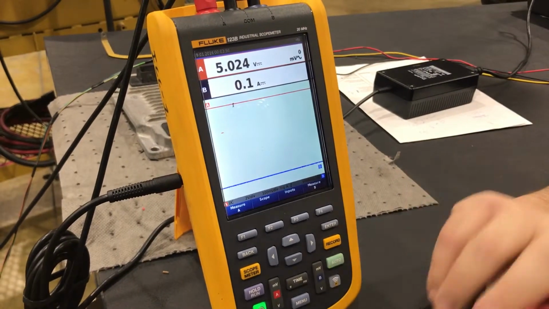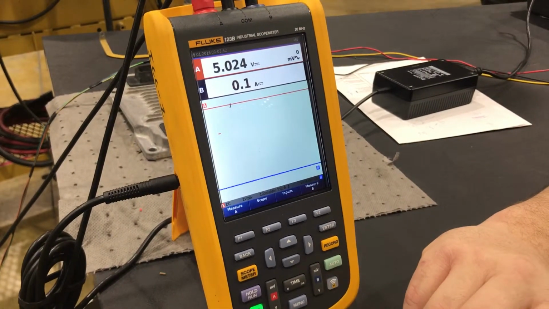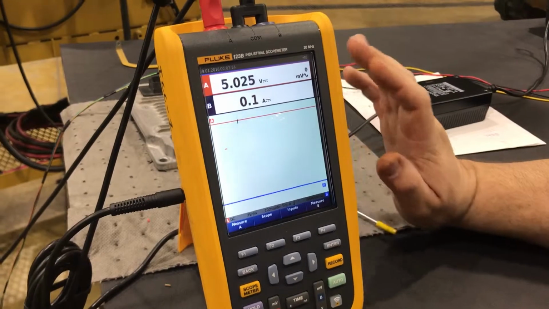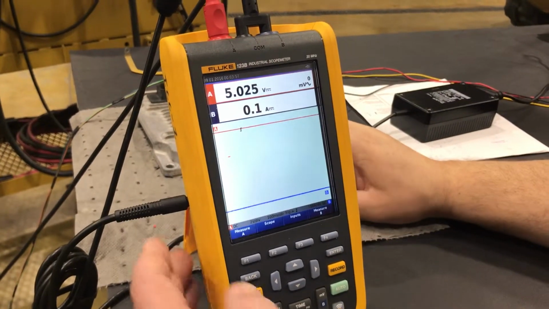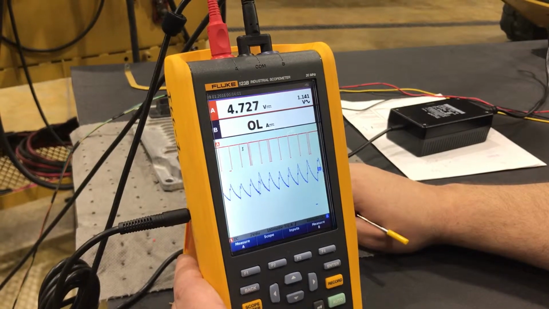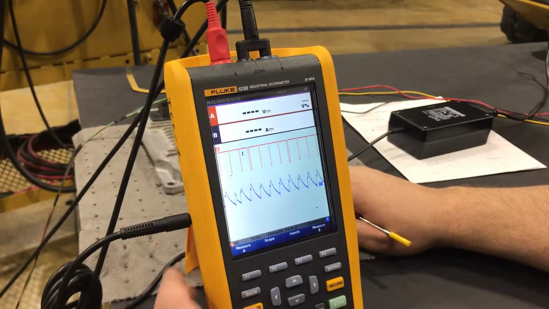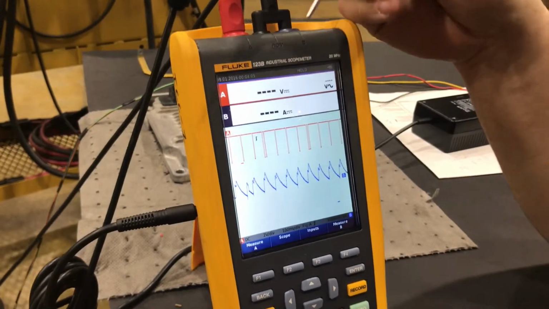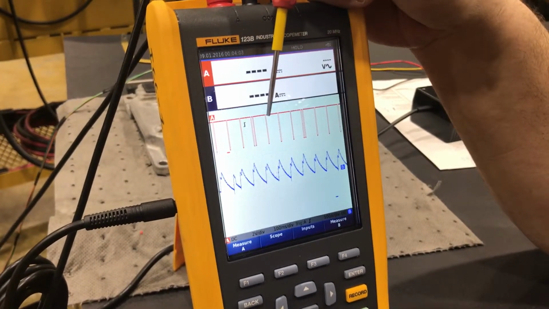So what we'll do is go ahead and crank it over. And when we get a good trace on there, we're going to pause it and we'll talk about it for just a minute. Okay, so go ahead and crank it over. So this is a known good engine, right? And we're looking at a good trace here.